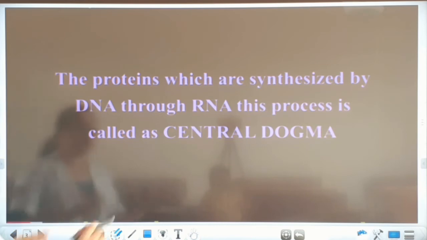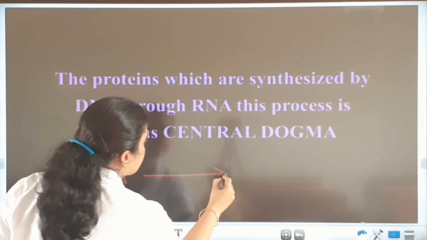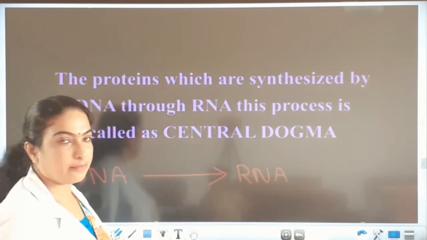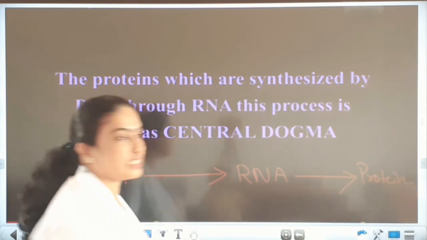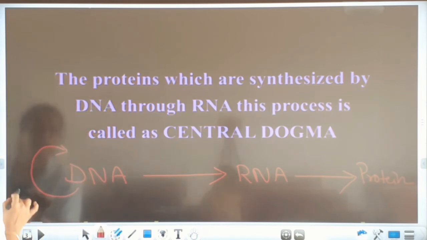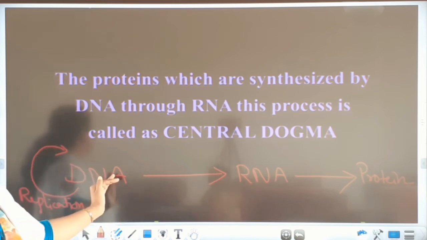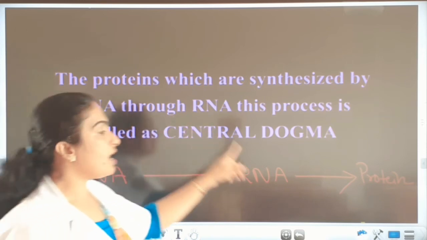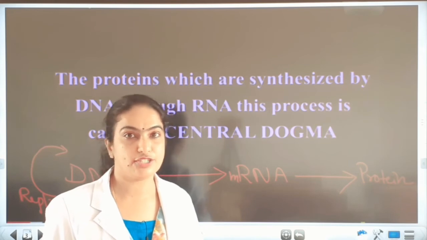Here actually the central dogma means from the DNA, the genetic information is passed into RNA. And from the RNA, the genetic information is passed to form protein. So the DNA itself replicates. I taught you it's a replication. Replication means it can form its own copy. So there is a flow of genetic information from the DNA to the RNA. Here it is mRNA, messenger RNA. The types of RNA I will teach you later.